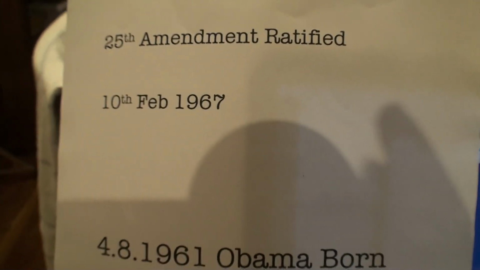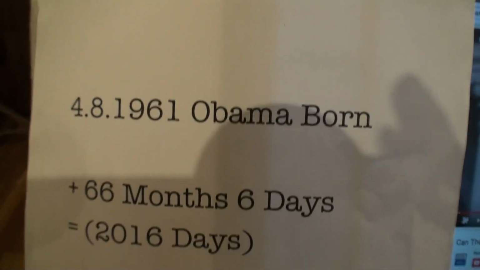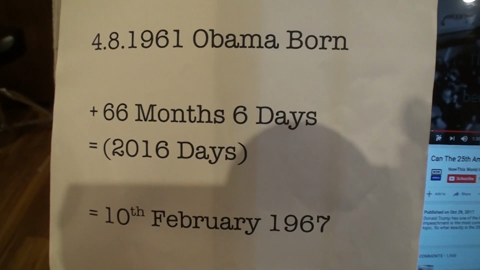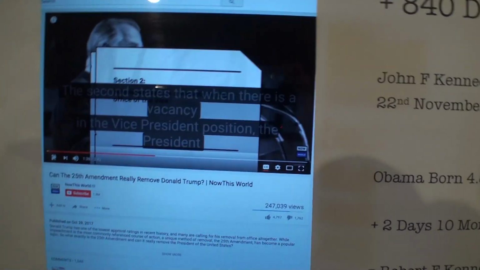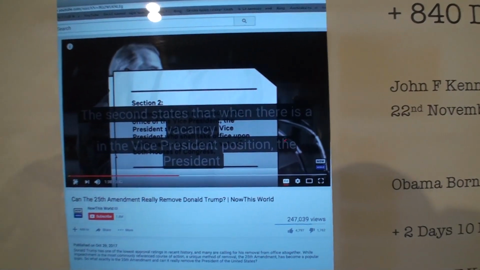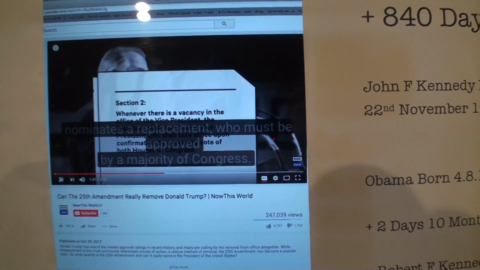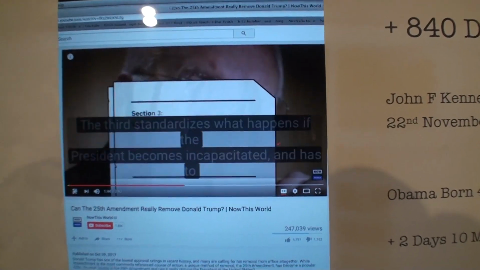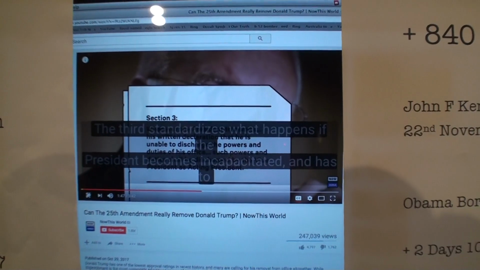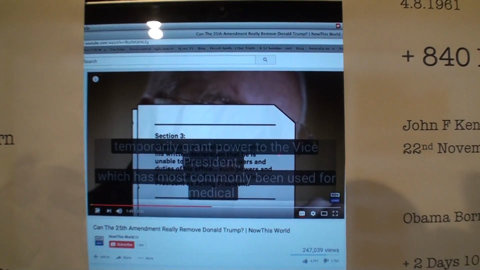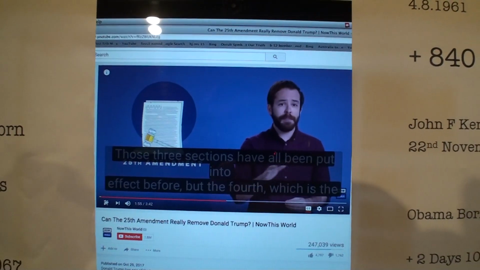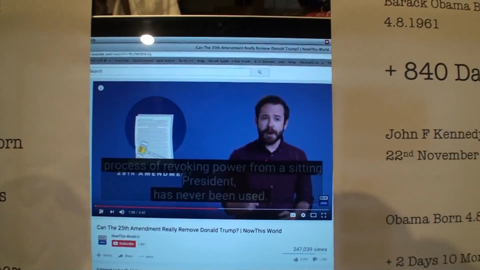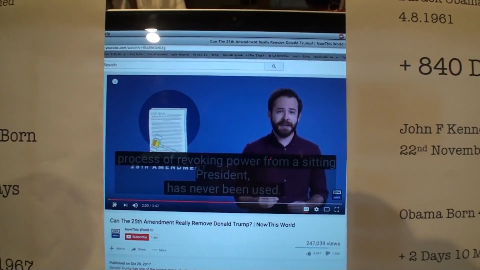Clearly, this question of succession had to be dealt with, and that's where the 25th Amendment came in. It delineated 4 sections. The first clarified that, yes, the vice president becomes the actual president if the former president is removed, dies, or resigns. The second states that when there's a vacancy in the vice president position, the president nominates a replacement who must be approved by a majority of Congress. The third standardizes what happens if the president becomes incapacitated and has to temporarily grant power to the vice president, which has most commonly been used for medical reasons. Those 3 sections have all been put into effect before, but the fourth, which is the process of revoking power from a sitting president, has never been used.